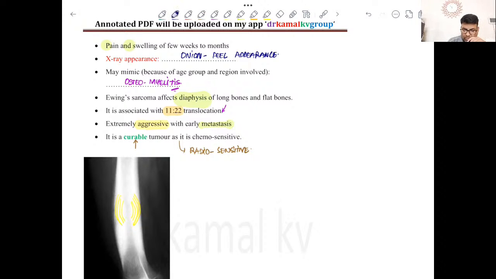as compared to osteosarcoma, which is radioresistant, right? So this is one difference which you can clearly see here. Osteosarcoma is radioresistant. Ewing sarcoma is radiosensitive, but we do chemotherapy because it is chemosensitive as well.